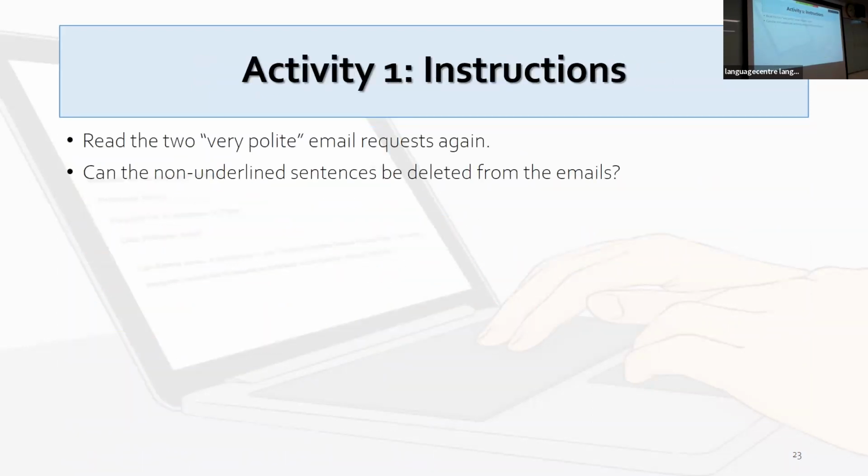Okay, I would like to refer to the two very polite emails again, emails A and D. You can see in the two emails, the requests themselves have been underlined, but also there are a lot of sentences that haven't been underlined. My question is, can the non-underlined sentences be deleted from the emails? And if not, what functions do those sentences serve in the emails?